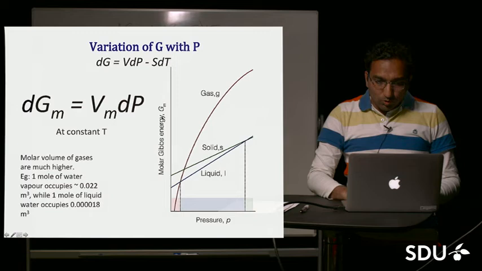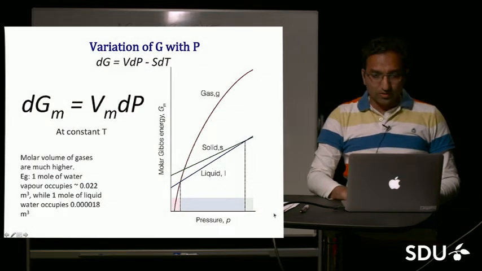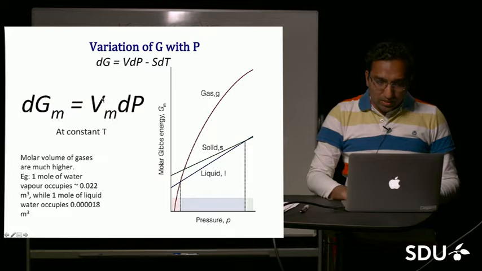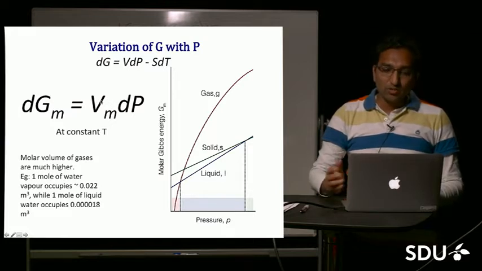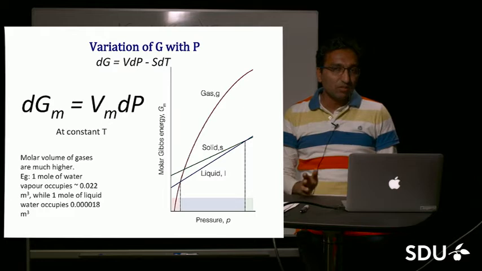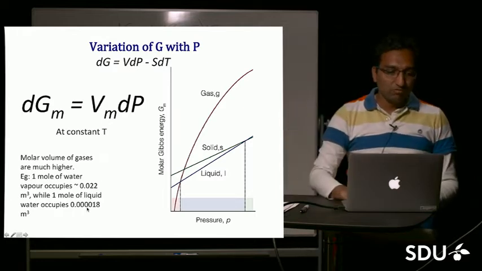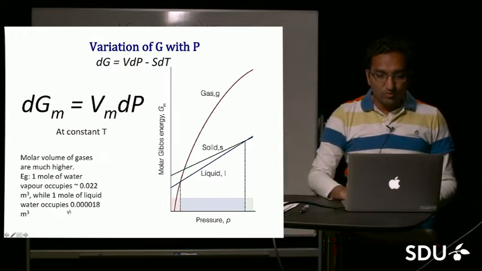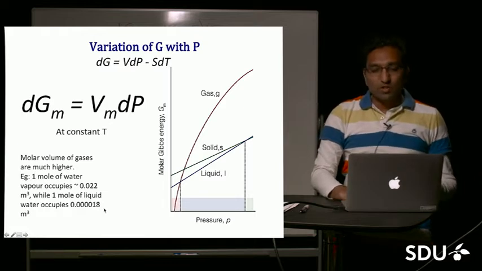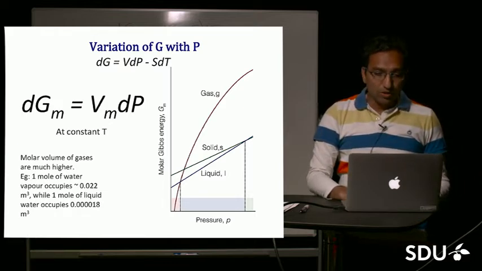Now, if you look at the slide in the presentation, it shows you how the molar Gibbs free energy varies with pressure. Now, the molar volume of a material is typically very high for a gas compared to the liquid and the solid form. So, for example, if you have 1 mole of water, that's 18 grams of water, about 18 milliliters of water, that's a very, very small volume, 10 to the power minus 6 cubic meters. If the same mole of water evaporates and becomes water vapor, it will occupy about 22 liters. So, the molar volume of the gas is much higher than the molar volume of the liquid.